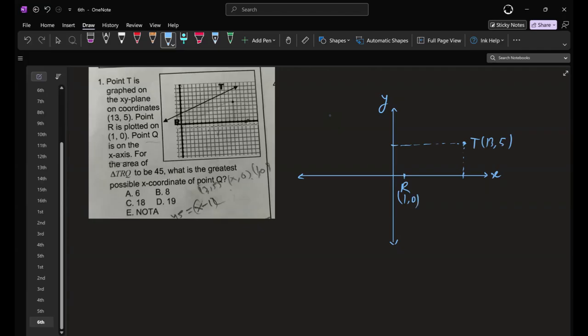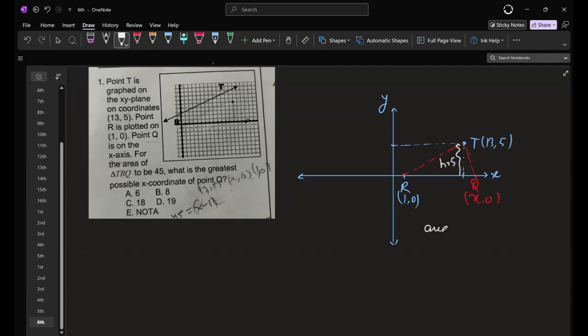Now it is asking for what coordinate of Q, which is lying on the x-axis. Q would be lying somewhere here. For what value of the x coordinate of point Q is the area of triangle TRQ going to be 45? Say, for example, Q is somewhere here, x comma 0. Now if you make a triangle TRQ, then we already know the height. What is the height of this triangle? This is the height, right? So this is 5. The height is equal to 5.